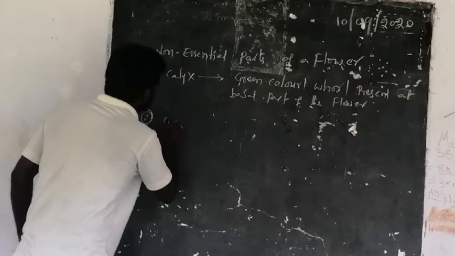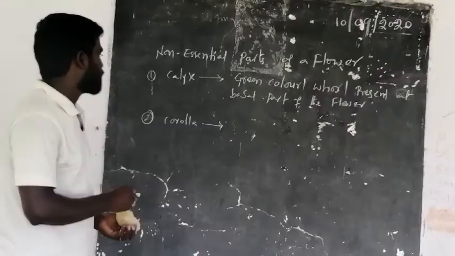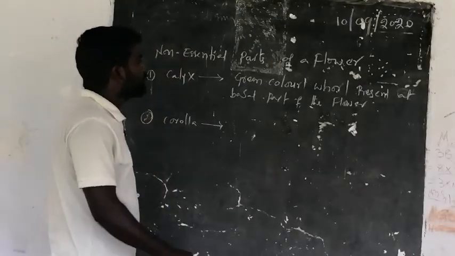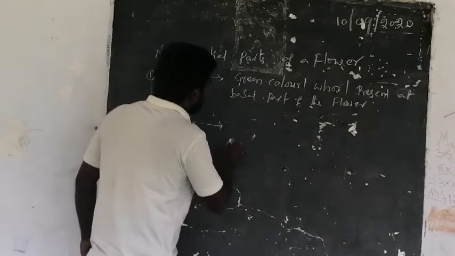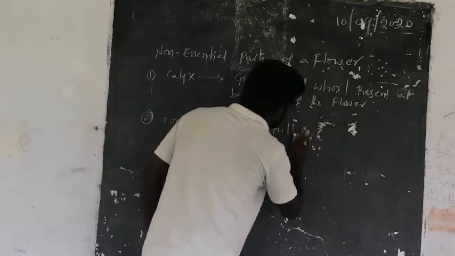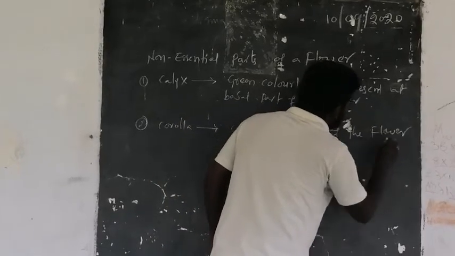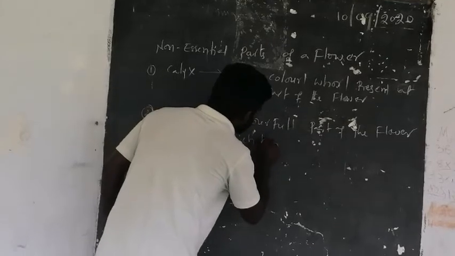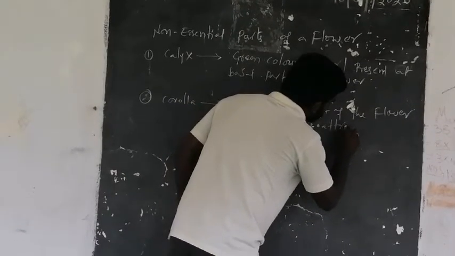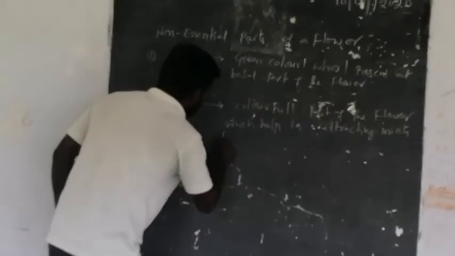The second one, corolla. Corolla is one more non-essential part of the flower, consisting of colorful petals, the colorful part of the flower, which helps in attracting insects for pollination.